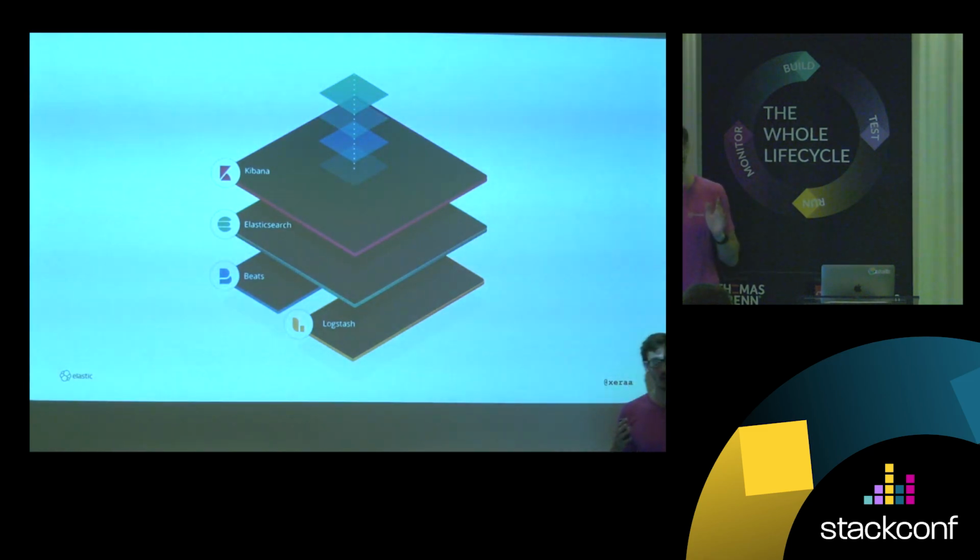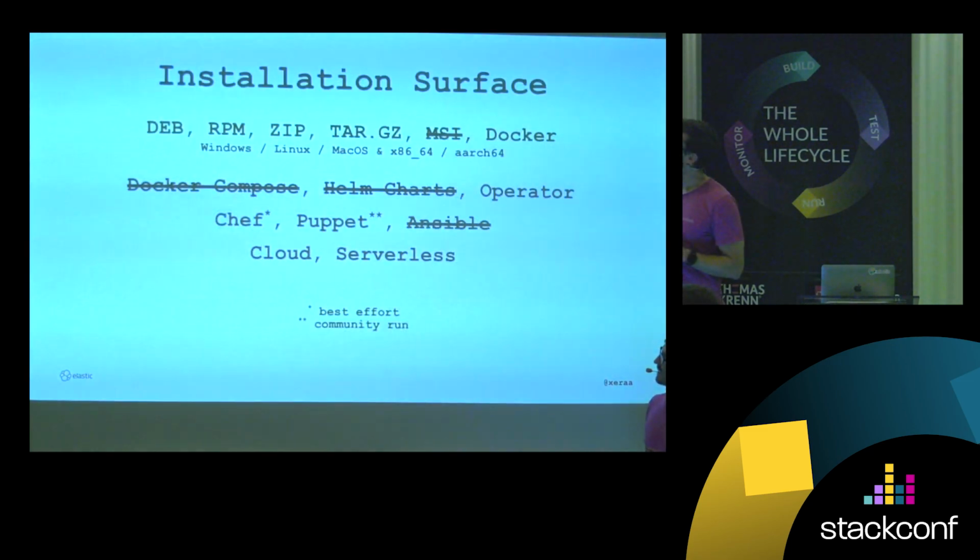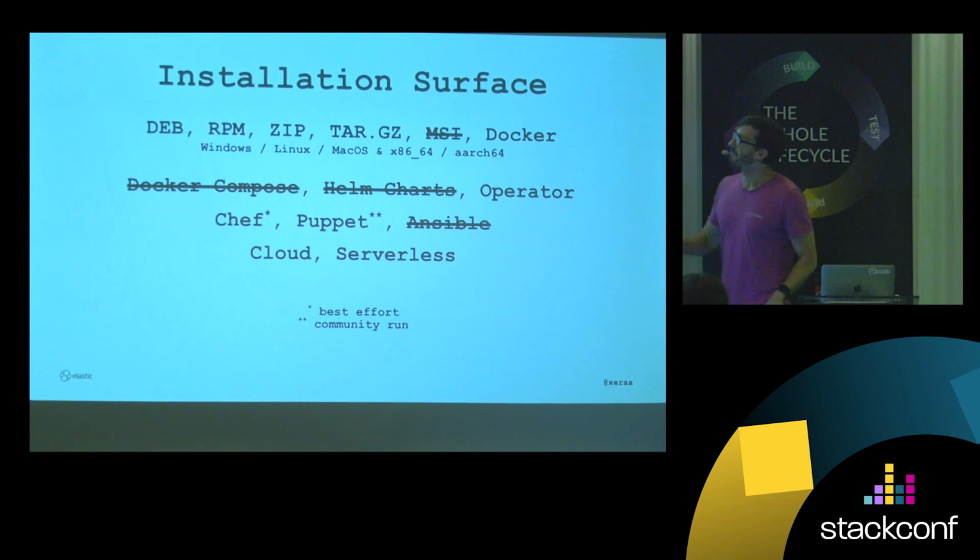We started in 2010 with the products, and we accumulated a lot of ways to install software or do things. And I updated this today, and I hope this is the correct state. But there are many ways to get or use our software. So there's a deb package, an RPM, a zip for Windows, a TAR.GZ. We had an MSI at some point. We stopped doing MSI. We have, of course, Docker images.